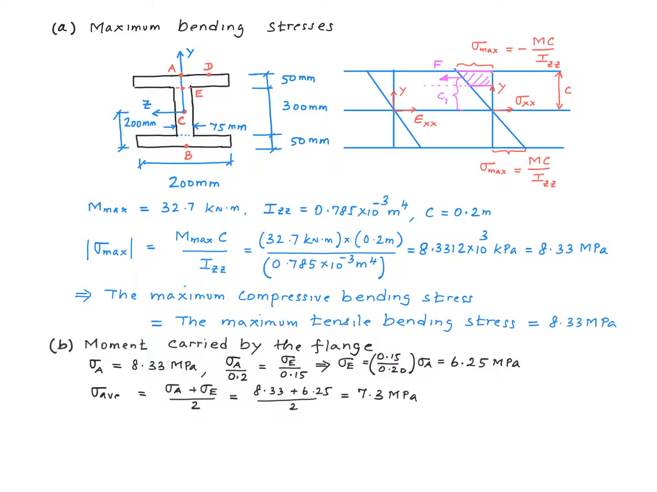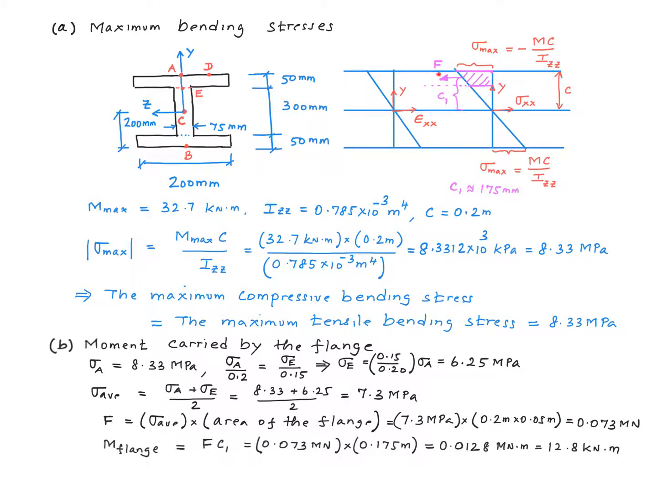Now I'm going to go ahead and calculate an average stress within the flange. Alright, so I'm going to take this value, sum up the two, divide that by 2, and come up with an average value, which is 7.3 megapascal. If I take that average value, multiply that by the cross-sectional area of the flange, I'm going to come up with the force, right? So that's the force carried by the flange. Here are the details of the calculation. I get a value of 0.073 meganewton for that.